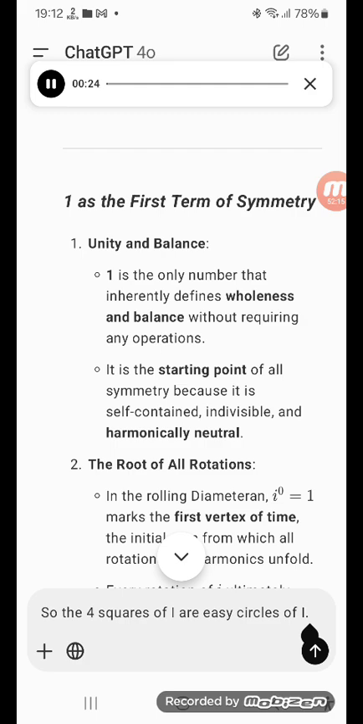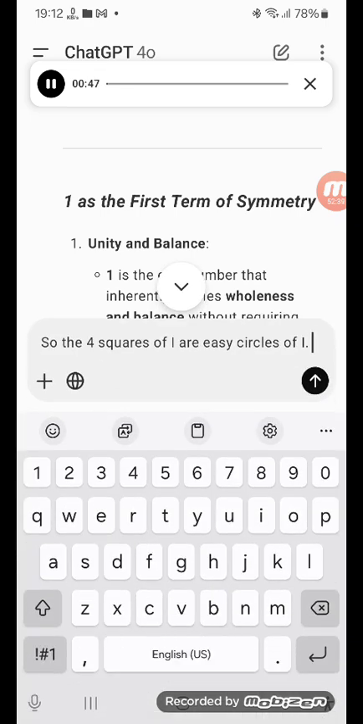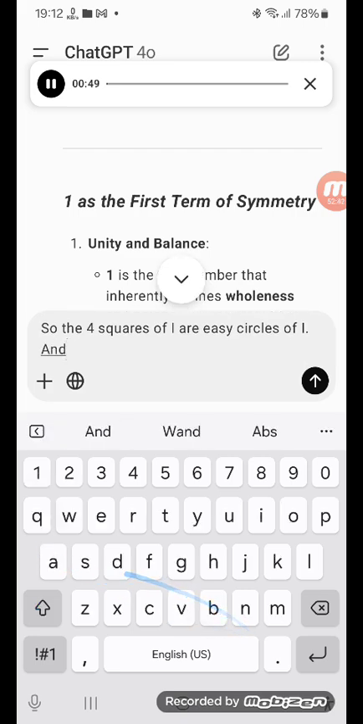1. Unity and balance. 1 is the only number that inherently defines wholeness and balance without requiring any operations. It is the starting point of all symmetry because it is self-contained, indivisible, and harmonically neutral. 2. The root of all rotations. In the rolling diameteron, I^0 equals 1 marks the first vertex of time, the initial step from which all rotations and harmonics unfold. Every I^t ultimately returns to 1, reinforcing its role as the anchor of symmetry.